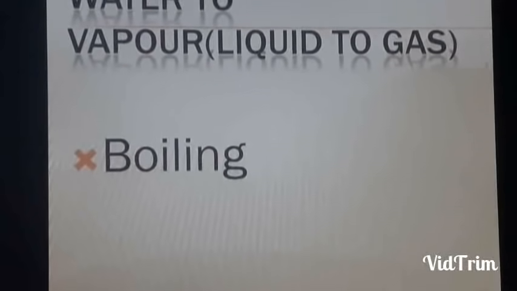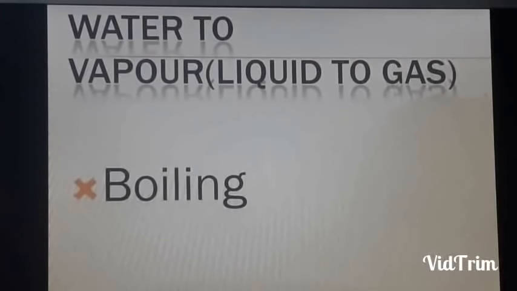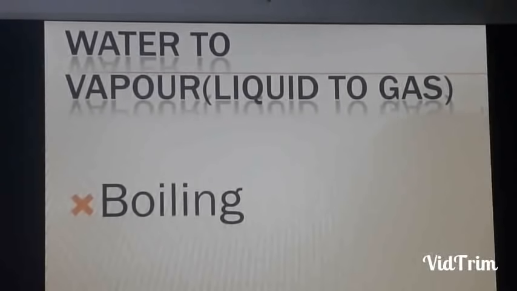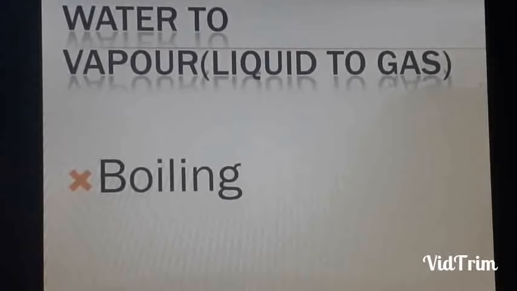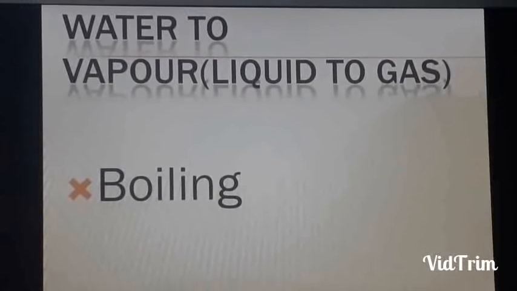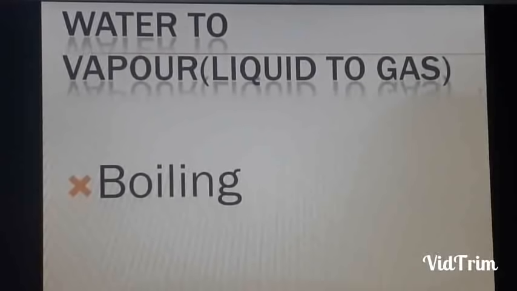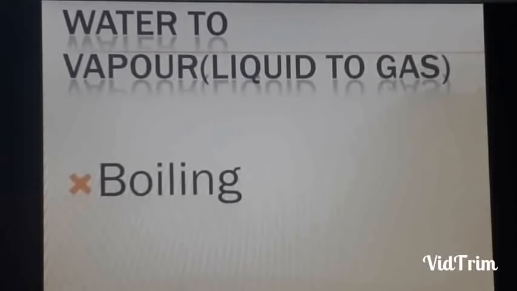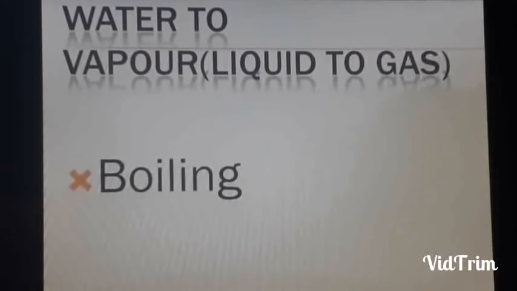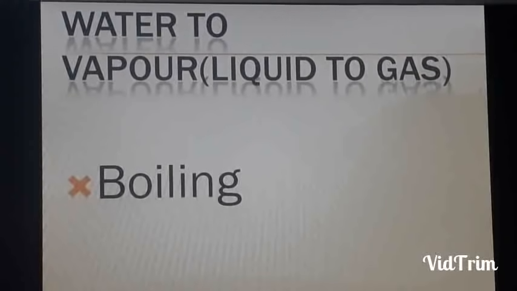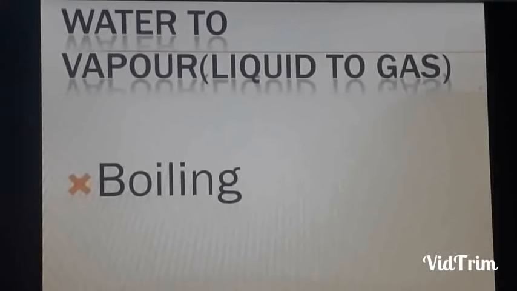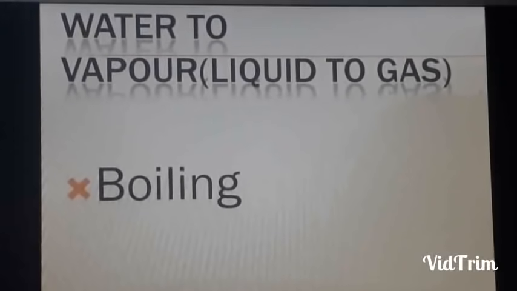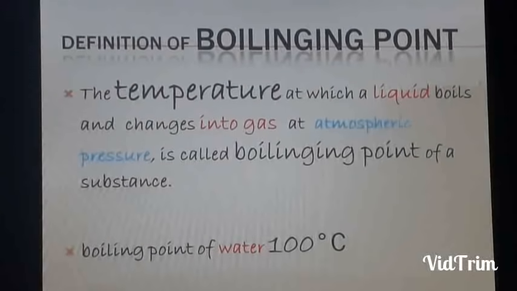What is the next part? Water is formed. Now, if we still continue heating, after some temperature, you will observe that water gets converted into water vapor, which is a gaseous state. This process where a liquid gets converted into vapor is called boiling, also known as the process of vaporization.